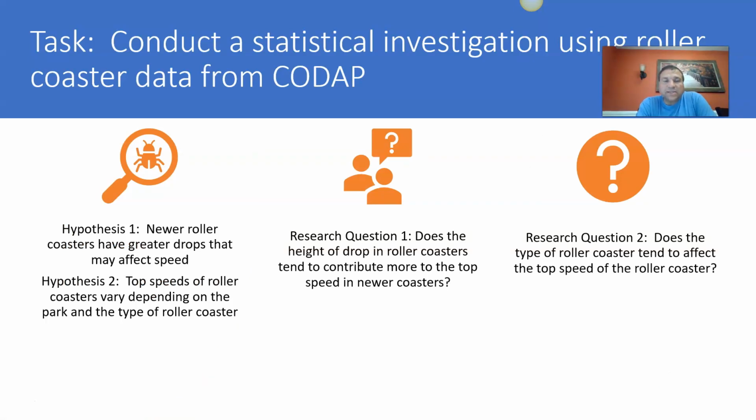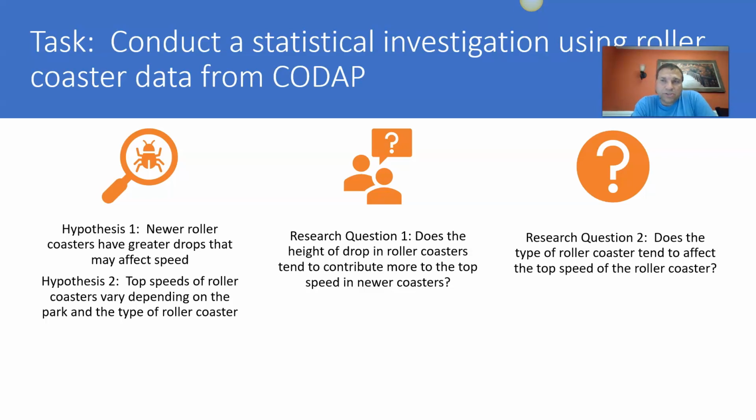Your next slide, slide number 2, you should have a task statement. It doesn't have to be the same as mine. Be creative. Conduct a statistical investigation using roller coaster data from CODAP. And then you'll need to list your hypothesis 1 and 2, research question 1 and research question 2 based on your hypothesis. So hypothesis 1, I think that newer roller coasters have greater drops that may affect speed.